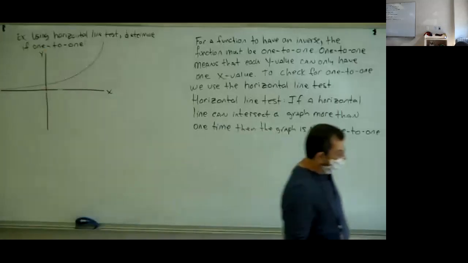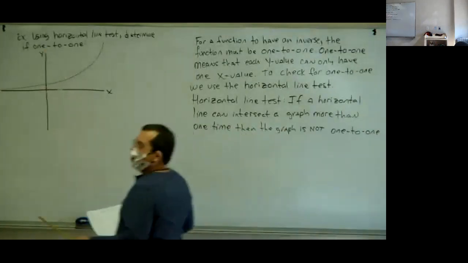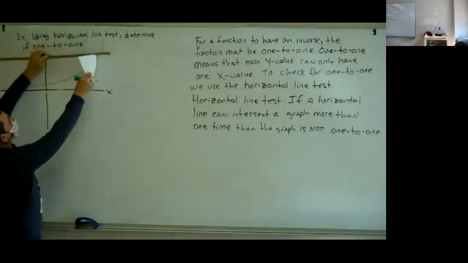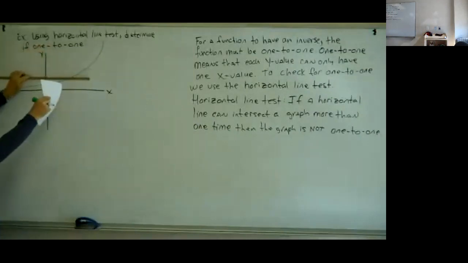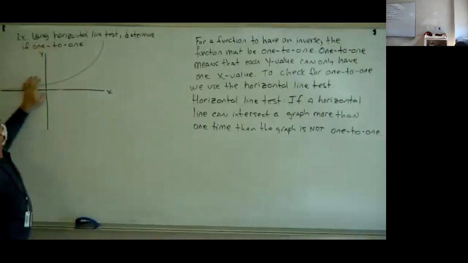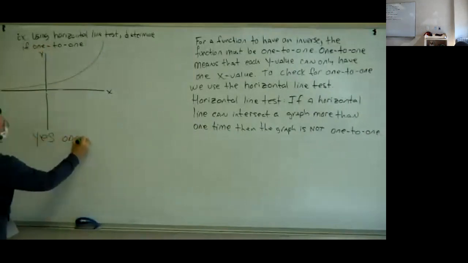I'm just going to run the horizontal line down that, and notice it intersects it once everywhere I'm hitting it on that line, right? No matter where I'm at, it only intersects it one time. Remember, we're not worried about the axis, we're just worried about that main graph. So since it only intersected it once at the most, this is yes, one-to-one.